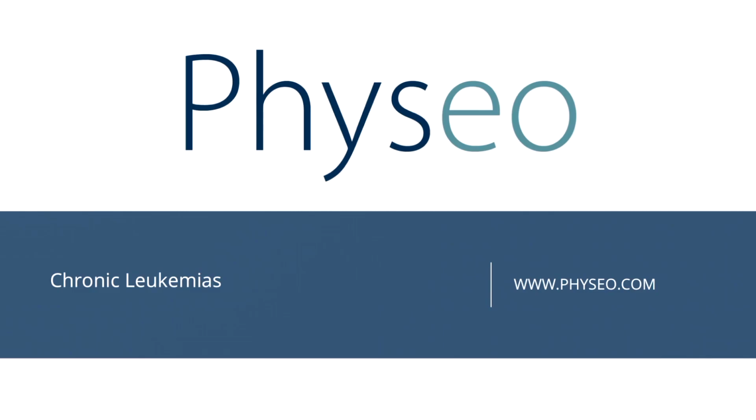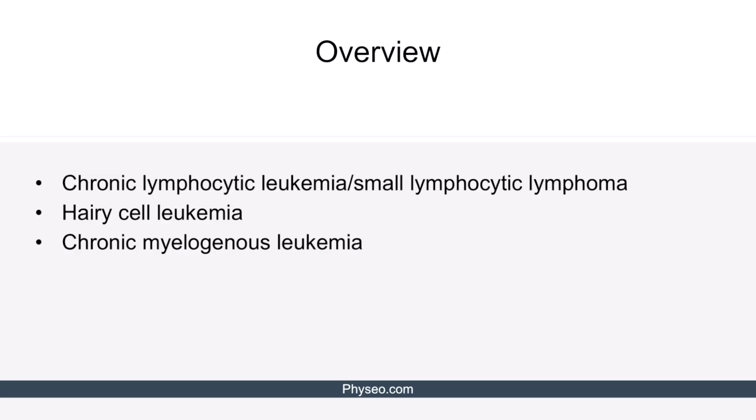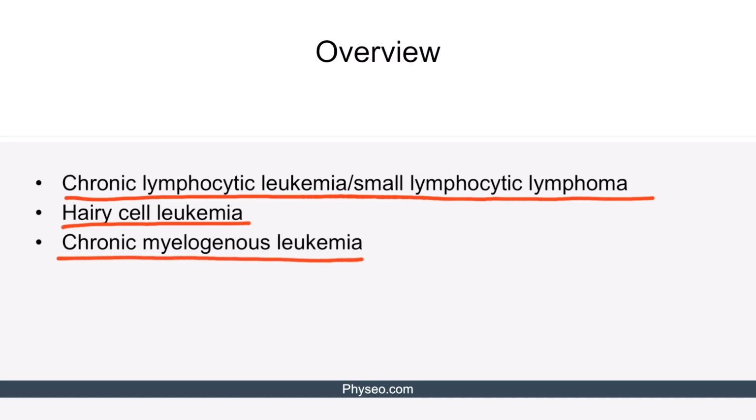Welcome to our video on chronic leukemias. Let's get started. Here is a list of topics we'll be discussing. This includes chronic lymphocytic leukemia, also known as small lymphocytic lymphoma, hairy cell leukemia, and chronic myelogenous leukemia. So let's start with CLL.